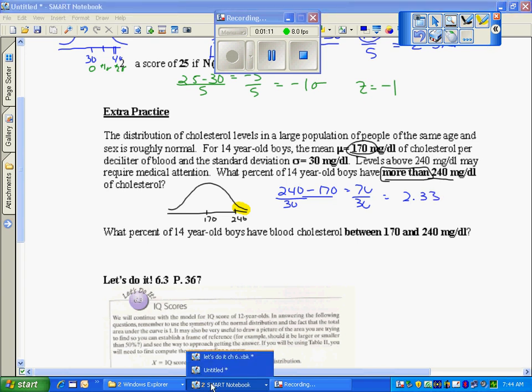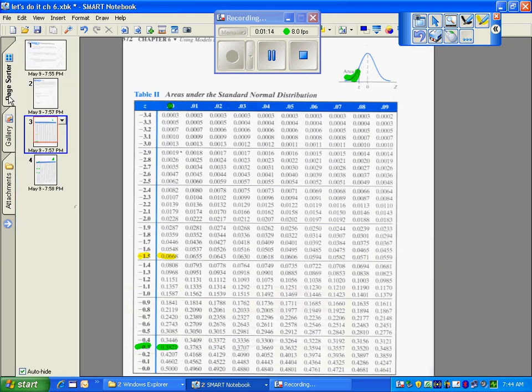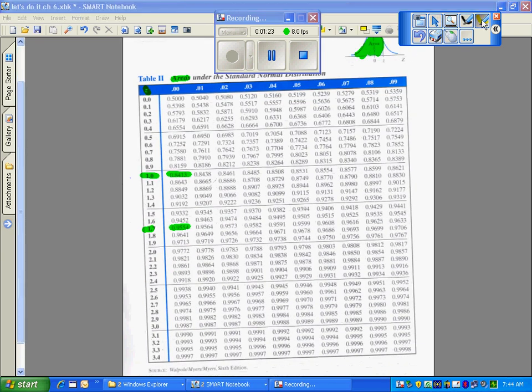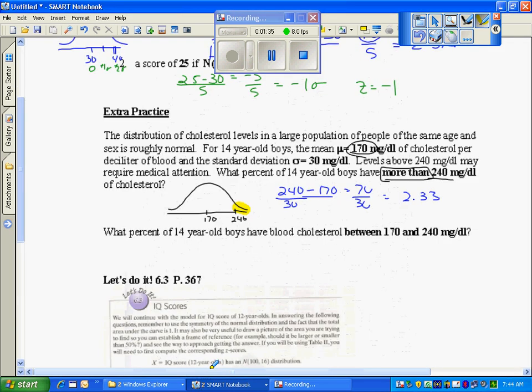So I go to my table and look up a z-score. Notice it's positive because it's above. Finding 2.33 on my table, I go to 2.3, then over to the 3 and straight down, and I find it to be about 99%. They're using this as a reference. If you had a 14-year-old male who went in and had this cholesterol of 240, 99% of 14-year-old boys would be less, and only 1% would be at 240 or more. That would tell you it's a very high cholesterol level.